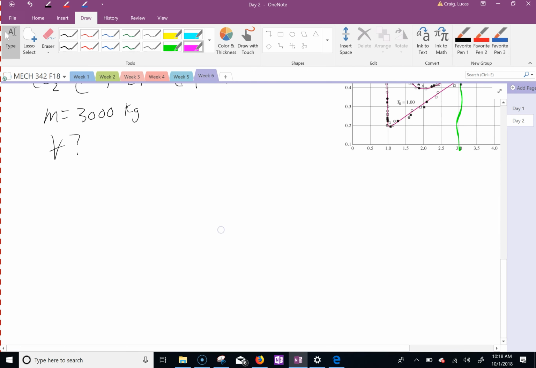So what do I have here? Let's kind of get right to the solution. We'll skip all that other fun stuff. So from Appendix A1, we find that TC is 304 Kelvin and PC is 7390 kilopascals.